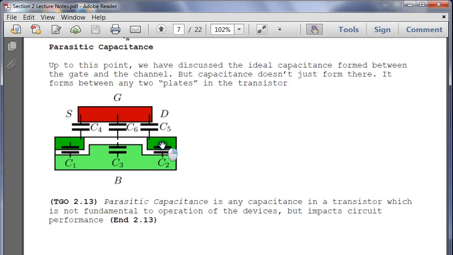So parasitic capacitance is any capacitance in the transistor, meaning anything that we have not covered up to this point, that is not fundamental to operation of the devices, but impacts certain circuit performance. In order for the circuit to operate, we need to create that capacitance between the gate and the channel in order for there to be a proper amount of charge. However, the capacitances between the differences in different dopants within the rest of the transistor degrades performance. So this is what is known as a parasitic capacitor.